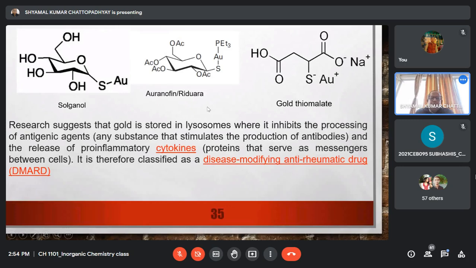Now, how these compounds really act, or what the mode of function of these gold complexes is, is still under a lot of research.